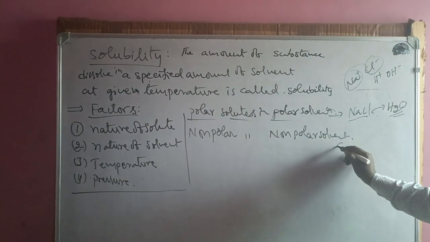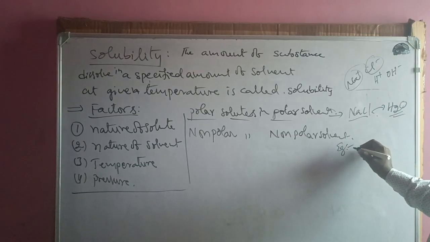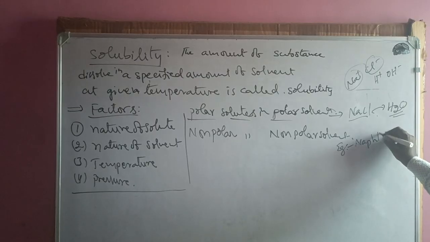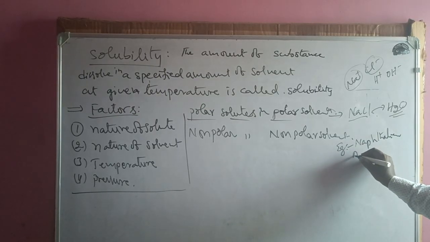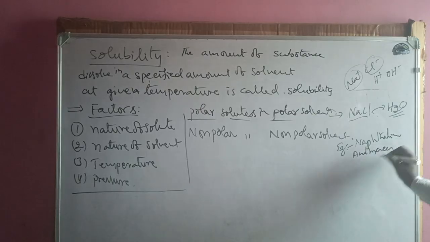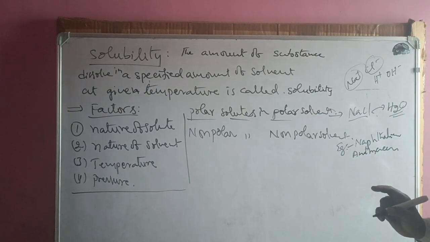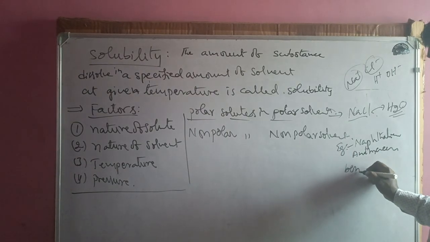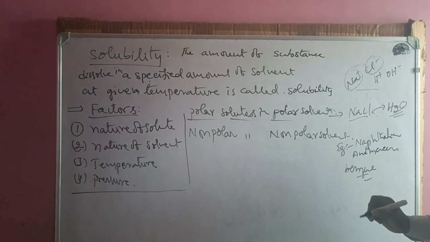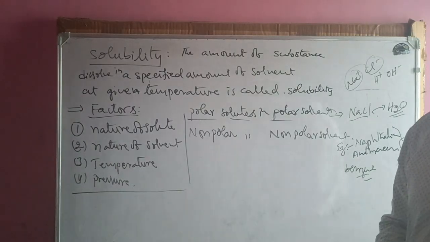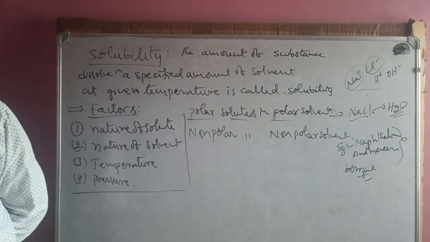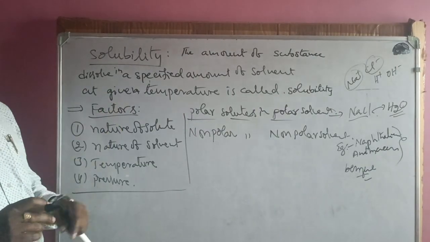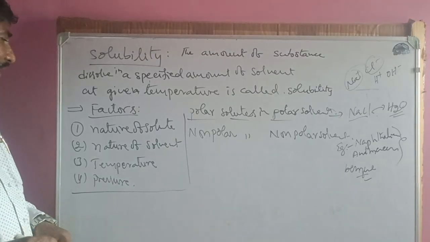Then an example of non-polar solids. What is that? Naphthalene and anthracene. These are organic compounds and must be dissolved in organic solvents. Benzene is the solvent here. Then another example is CCl4 and benzene, where benzene is the solute and CCl4 is the solvent. So this is the nature of solute and solvent.